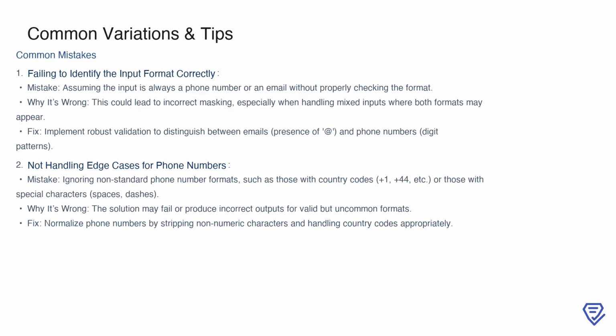Another frequent issue is not handling edge cases for phone numbers. Non-standard formats, such as those with country codes like +1 or +44, or those that include spaces and dashes, can cause problems. If these are ignored, your solution might fail or produce incorrect outputs. To address this, you should normalize phone numbers by stripping non-numeric characters and ensure that country codes are handled appropriately. This will make your solution more reliable and versatile.